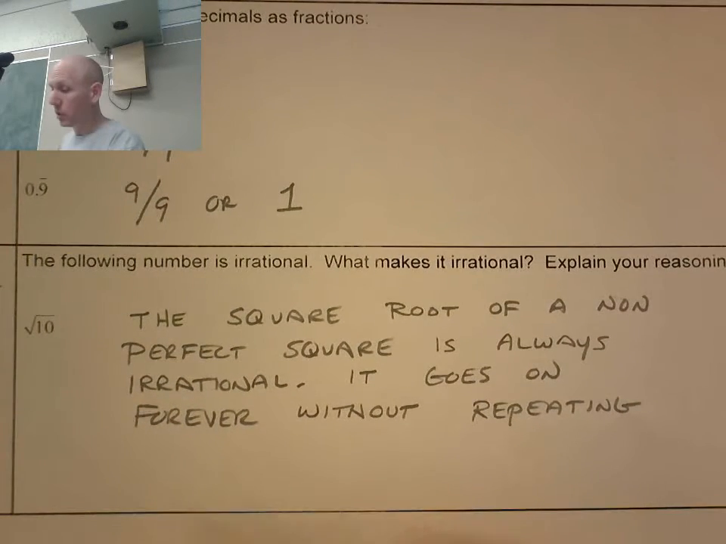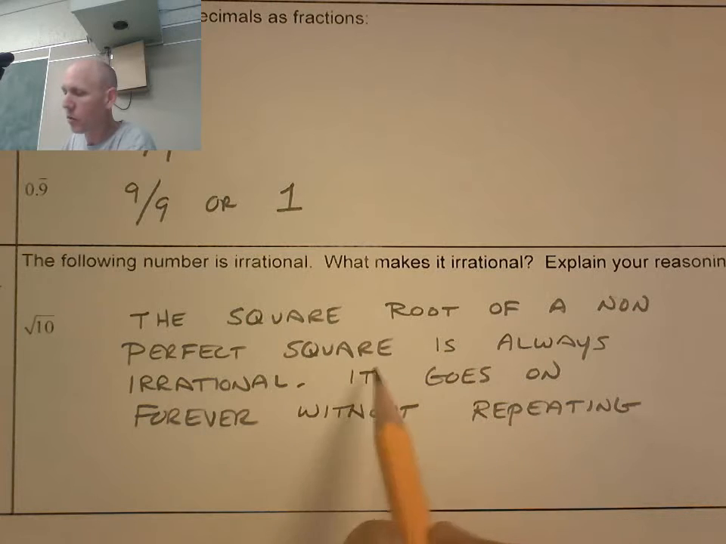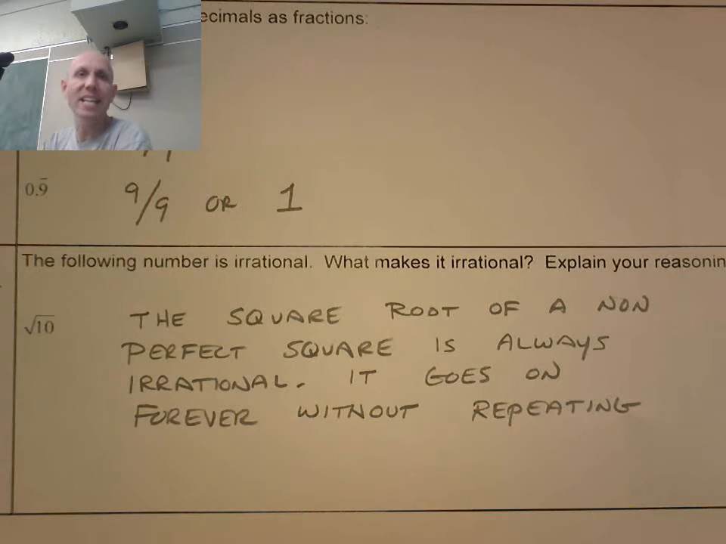Let's see, the following number is irrational. I'm telling you it's irrational. What makes it irrational? Explain your reasoning. Well, the square root of a non-perfect square is always irrational. If I can't take the square root of it, if it's not a perfect square like 64 or 36 or 100, it's going to be irrational.